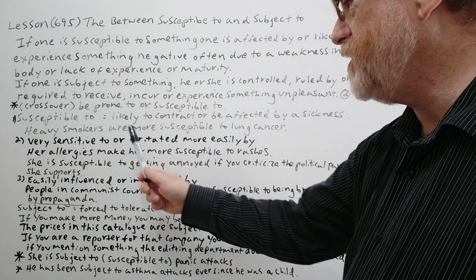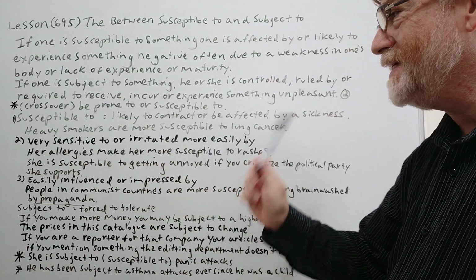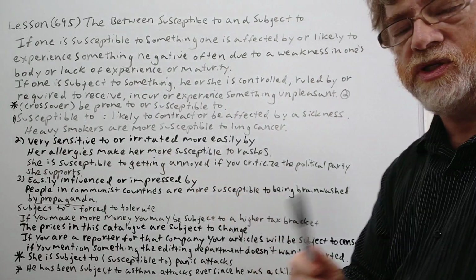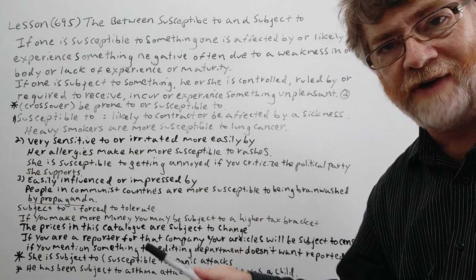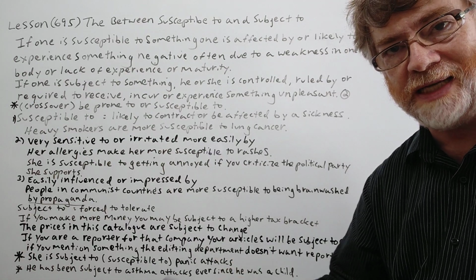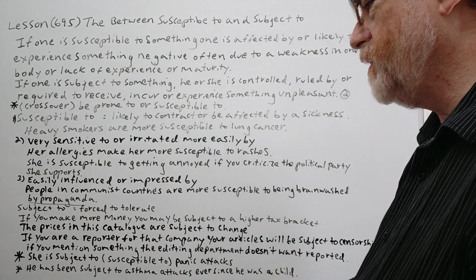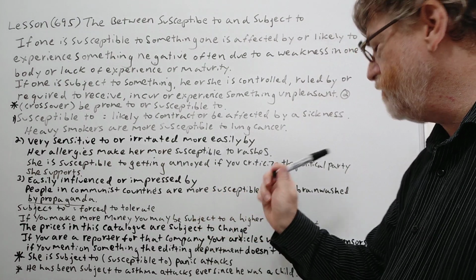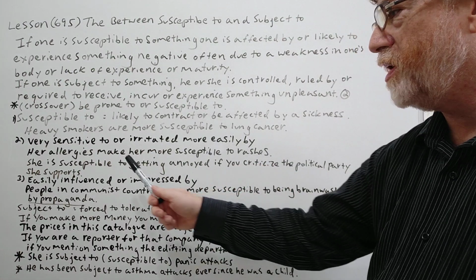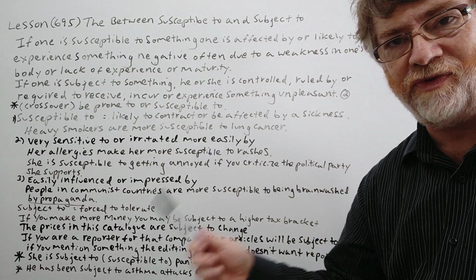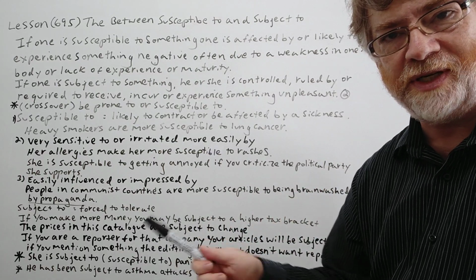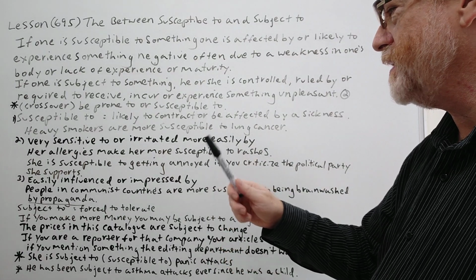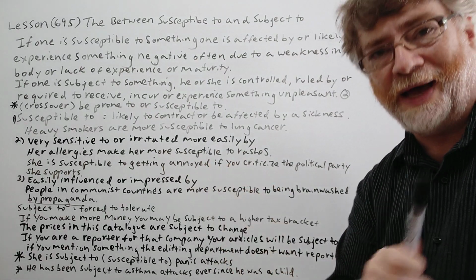Number two here, very sensitive or irritated more easily by. All right, good. Her allergies make her more susceptible to rashes. So she's more likely to get rashes than the average person because she has a lot of allergies. Good. She is susceptible to getting annoyed if you criticize the political party she supports. Yes, so if you say bad things about them, she will just get annoyed at you. So she's susceptible to this. She is more easily irritated by this.